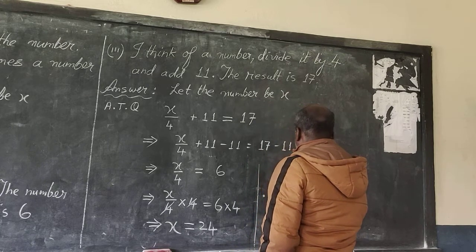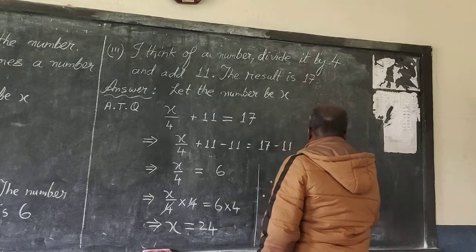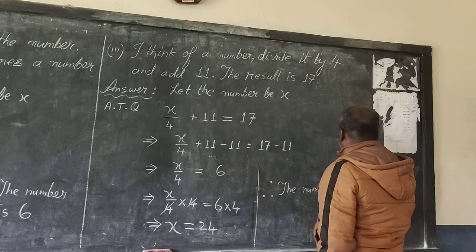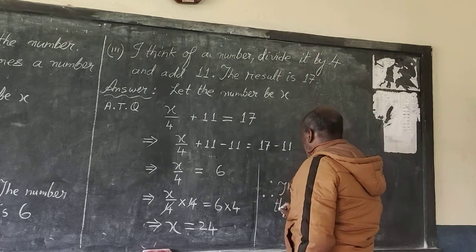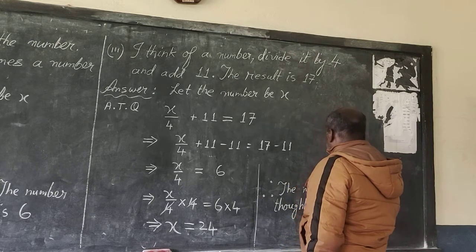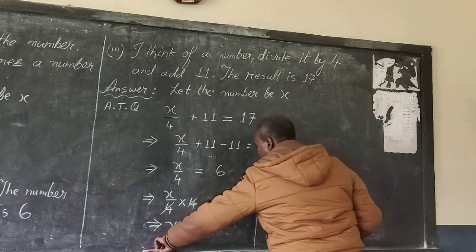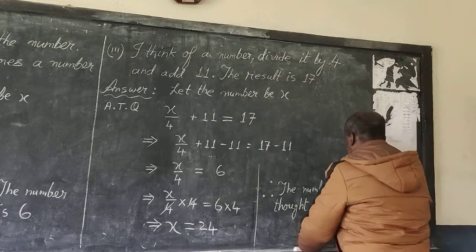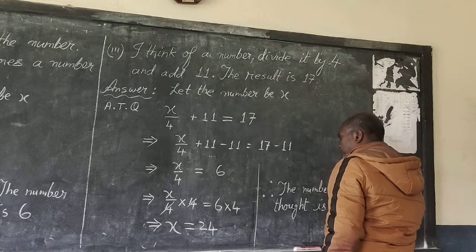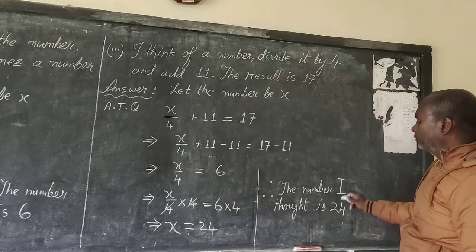Therefore, the number I thought, past tense, was, or is, so the number that I thought was is 24.